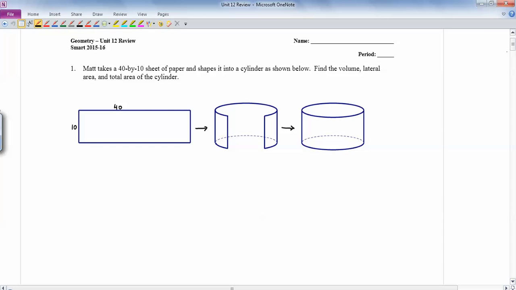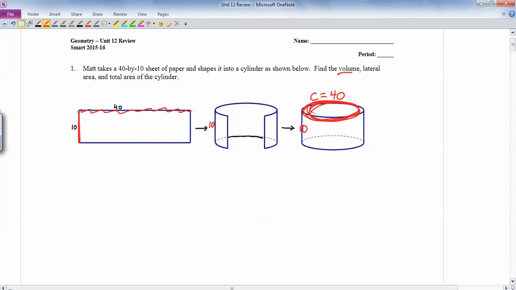So in the first one, we got this 40 by 10 sheet of paper, and it's been shaped into this cylinder. So first you get this curved thing, and then it completes into a cylinder. So this 40 right here turns into the circumference, the perimeter of that base up there. So the circumference is 40. And then the height is 10.